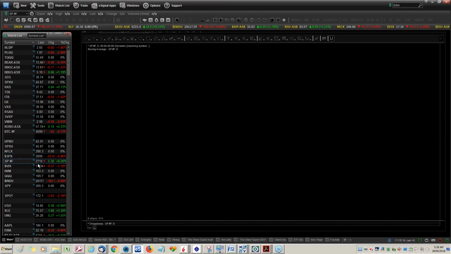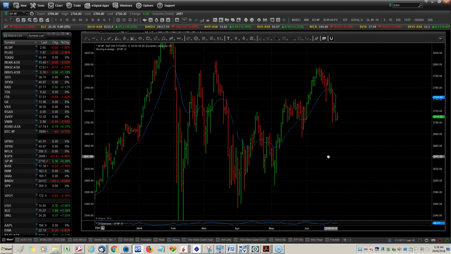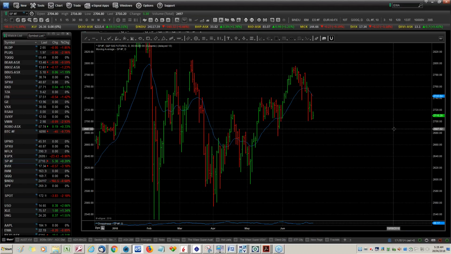I'm just going to flick across to an overnight chart. This is SP100 on the overnight market. Nothing convincing as yet. It's, as I said, too early, but it is slightly green, and we'll watch that as the day or the evening moves on.